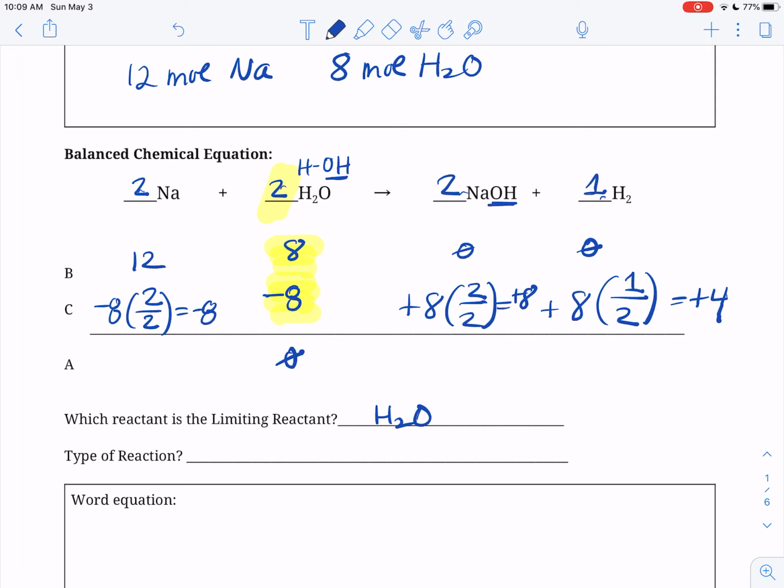All right, so now this is where it's a little bit trickier because now we're not just going to write excess, we want to know the amount.